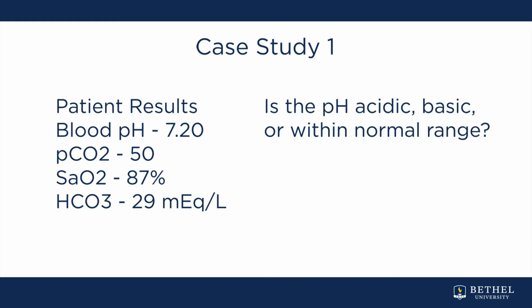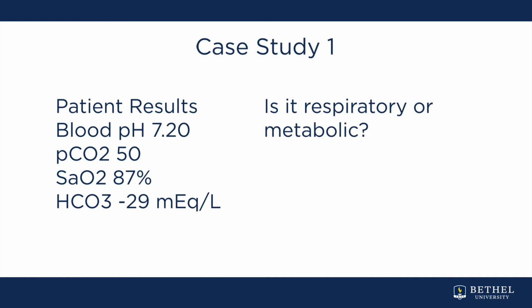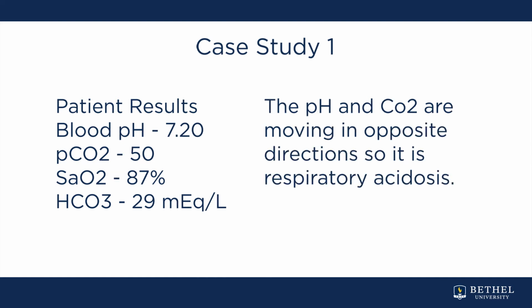Is the pH acidic, basic, or within normal range? It is acidic. Is the PCO2 high, low, or normal? CO2 is high. Is it respiratory or metabolic? It is respiratory. pH and CO2 are moving in opposite directions, so it is a respiratory acidosis.